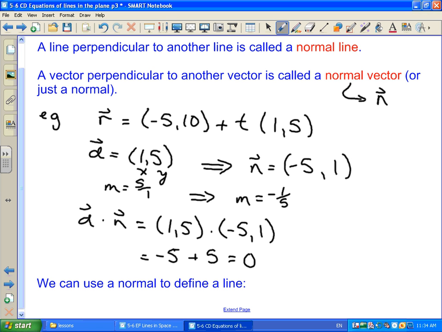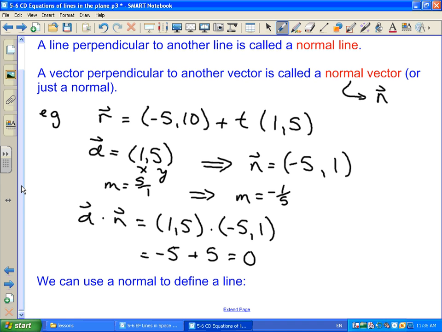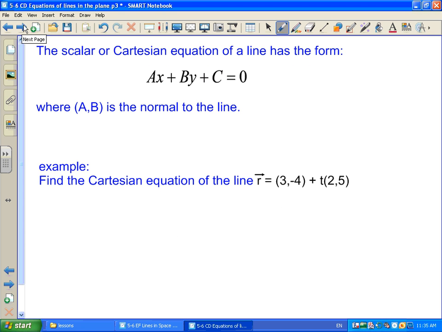Okay. Why do we go through all of this normal stuff? Well, as I've said down here at the bottom, we can use a normal to define a line. And that's kind of what we do with the scalar equation or the Cartesian equation of a line. So we'll just jump right to what this looks like here. The scalar or Cartesian equation of a line has the form ax plus by plus c equals 0.